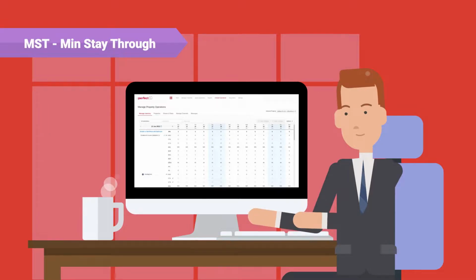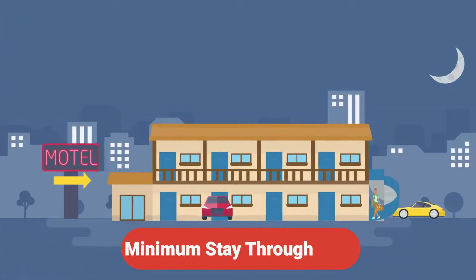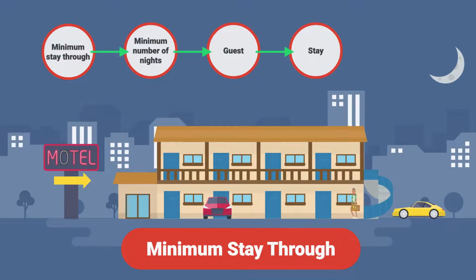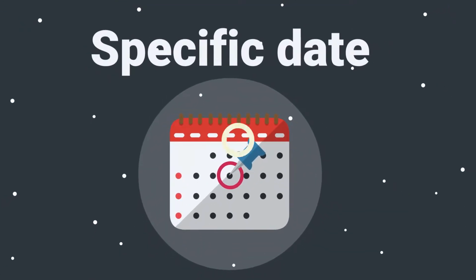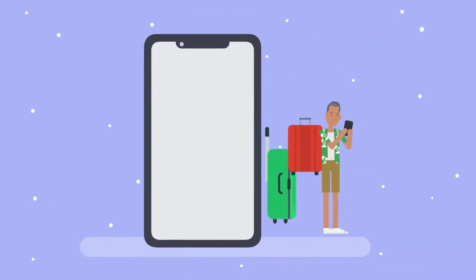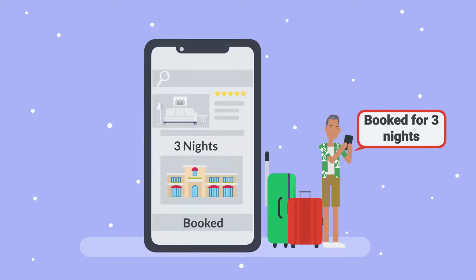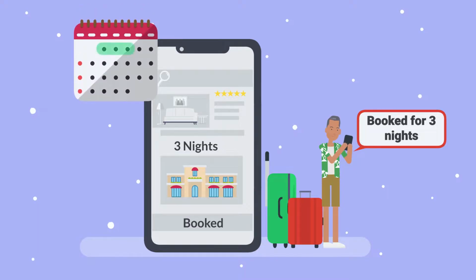MST, min stay through. Minimum stay through refers to the minimum number of nights a guest must stay when making a reservation that spans across a specific date. For example, if the minimum stay through is set to 3 nights, guests must book and stay for a minimum of 3 nights if their reservation includes that specific date.